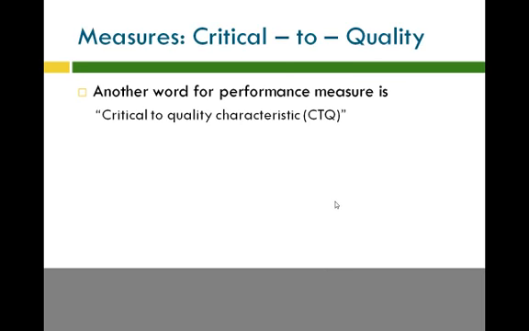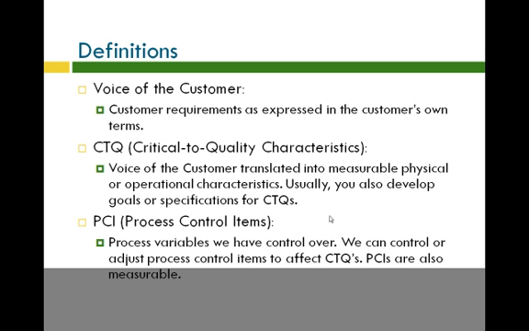I want to talk more about measures of performance. In this class we're going to use different terminology for measures of performance. We're going to call them critical to quality characteristics, or CTQs. Here's a few other definitions that you need to know for the remainder of this class.